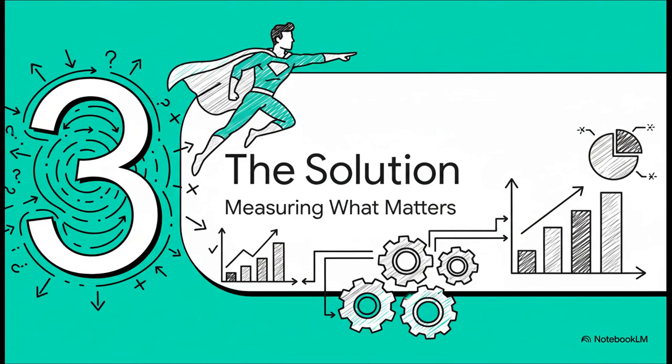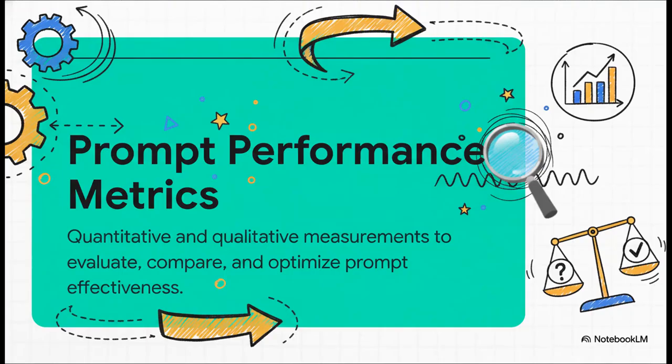Okay, so that's the problem. How do we get out of this guessing game and avoid all those hidden costs? We need a solution. We need a hero for our story. And that hero is a systematic framework for measuring what truly matters. And this brings us right to the main idea, prompt performance metrics. Think of these as the antidote to all that guesswork. They're a mix of quantitative and qualitative measurements that let you evaluate, compare, and most importantly, optimize your prompts across all the dimensions that matter, not just the one you happen to be looking at.